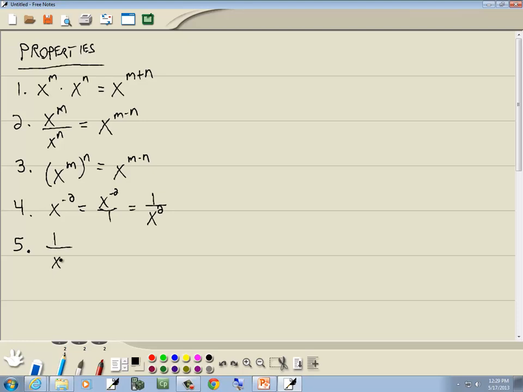Now, on the other hand, if we start out with a negative exponent in the denominator, we move it up on top, and it becomes x to the positive 3 over 1, which is just x to the 3.